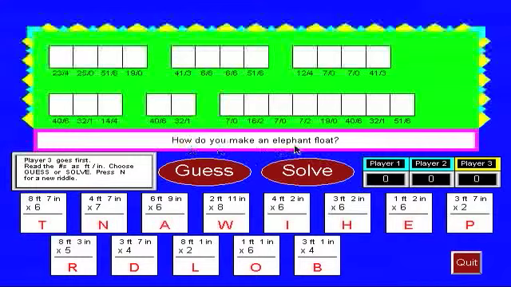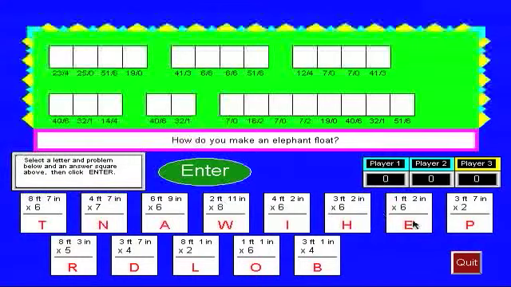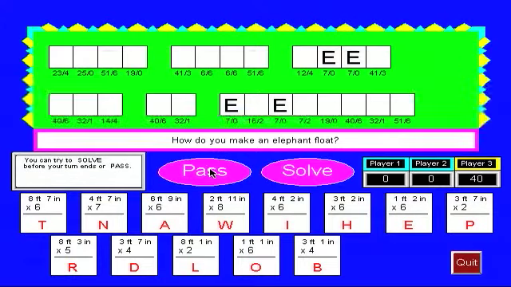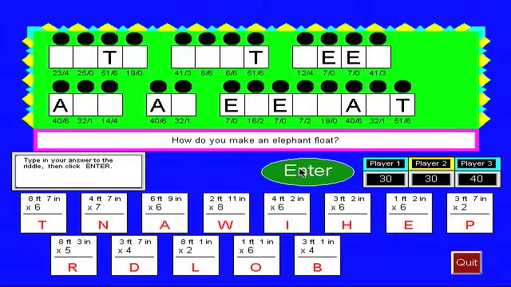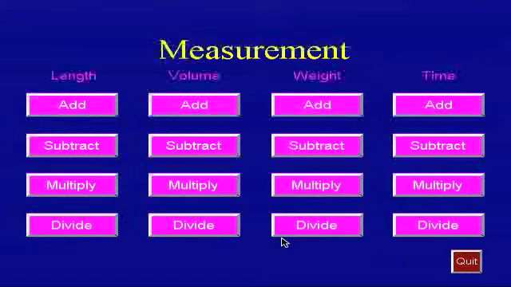So how do you make an elephant float? So let's say like E, 1 foot, 2 inches, 6 times. So that gives you 6 feet and another 12 inches, so 7 feet, no inches. So after a few more letters, it looks like we're ready to solve this. So with root beer and an elephant. Okay, so that works.